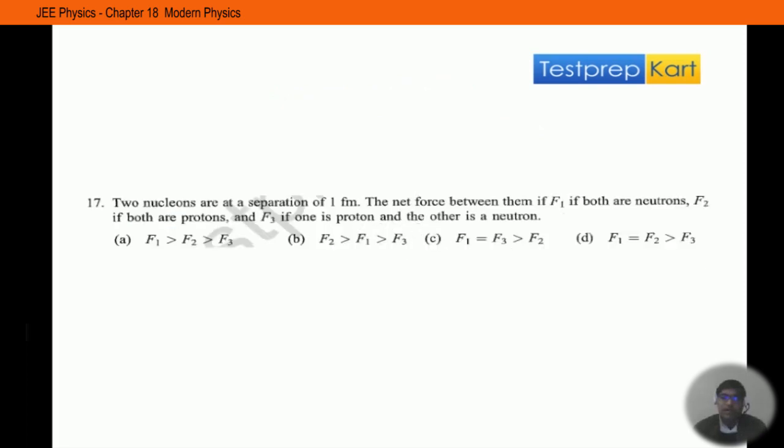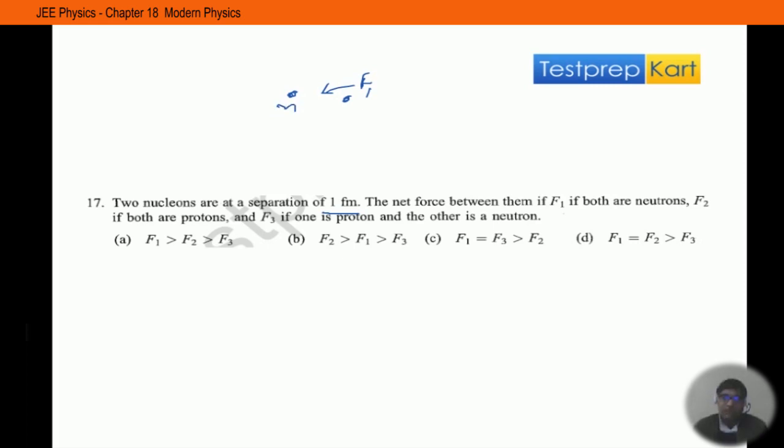Let's see the next question. Two nucleons are separated by one Fermi. The net force between them is F1 if both are neutrons, F2 if both are protons, and F3 if one is a proton and the other is a neutron. Look, nuclear forces are different from electrostatic forces, because in that case the charge of the particle does not matter, and these act like binding forces. So when both particles are neutrons, there will be no effect of charge. So it means there is nuclear force F1.